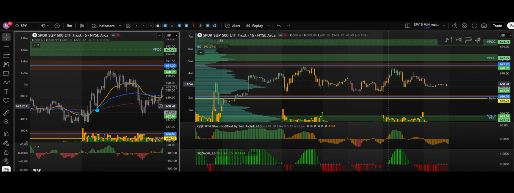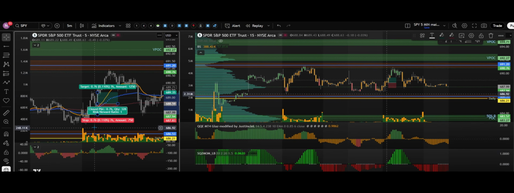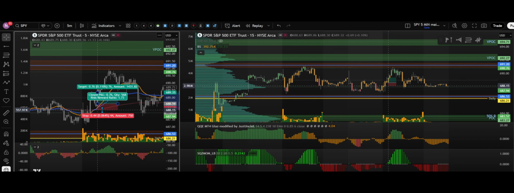So we've made a higher low above it. Our 5 minute is stepping back up in terms of QQE. That's agreeing with our 15-minute time frame. You could take this trade long. And again, our stop would be under that low.